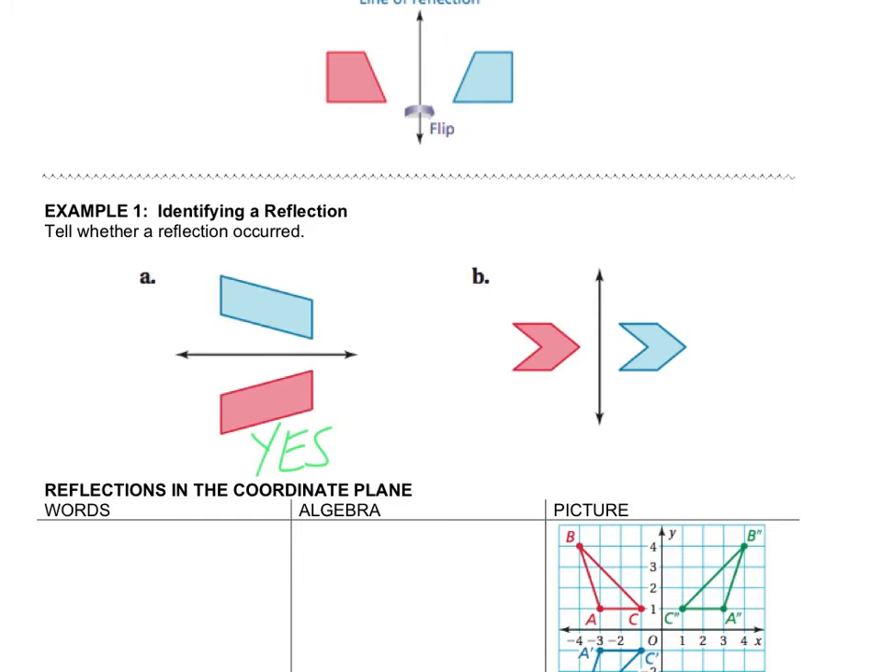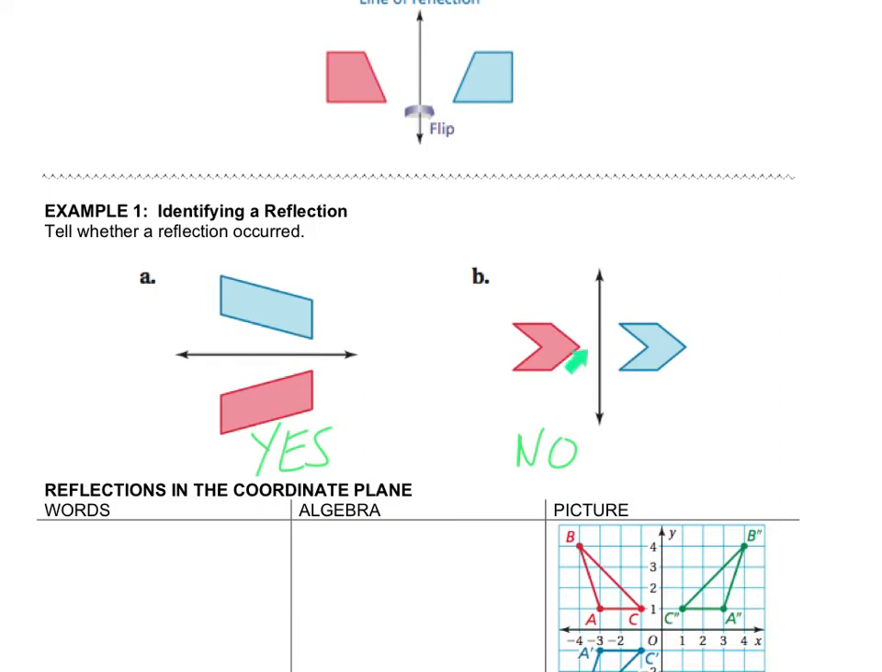On this next one, what do you think? Is this a reflection or not a reflection? Right, this one is not a reflection. We would have to say no. This would actually be a translation. Back from the last section, remember we took a shape and we just slid it across the paper? This would definitely be a translation because the size and shape still stays the same, but not a reflection.